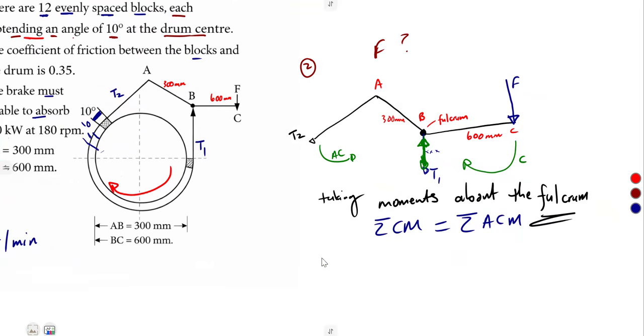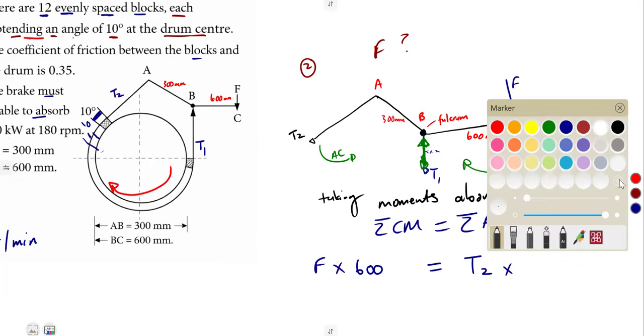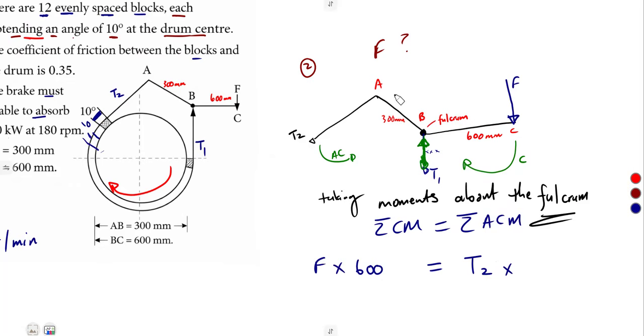So moment, force times distance. So F times 600. You can use 0.6 if you have converted. This must be equal to, in the anti-clockwise, there's only T2. So that's T2 times the distance. Now look what happens here. You take the distance that is slanting. T2 is found this way. It is slanted like this. You use the slanted distance, all right?